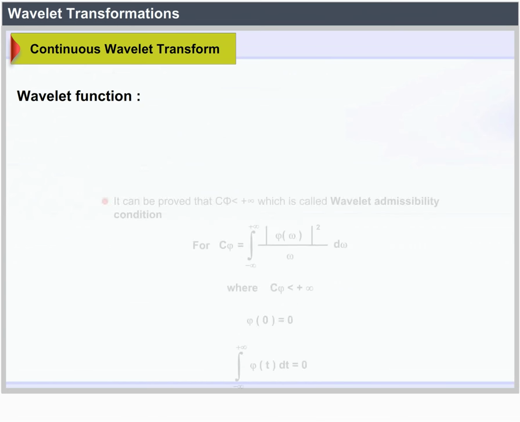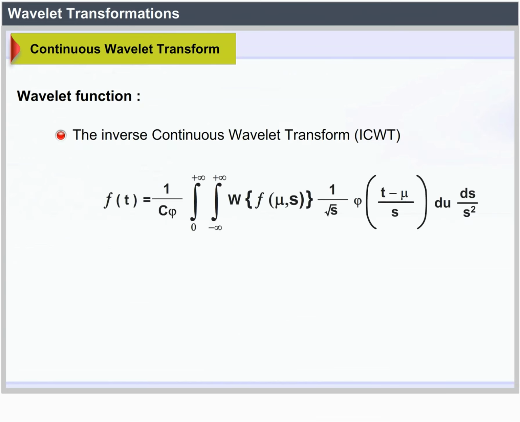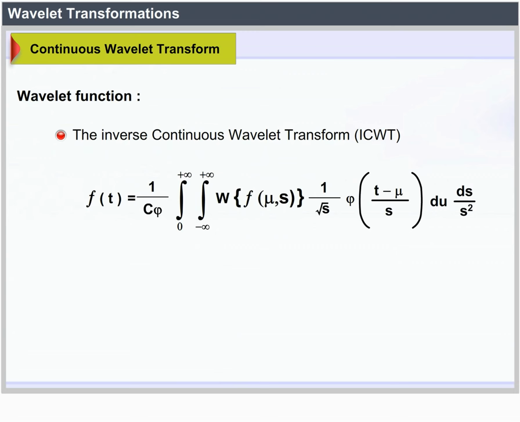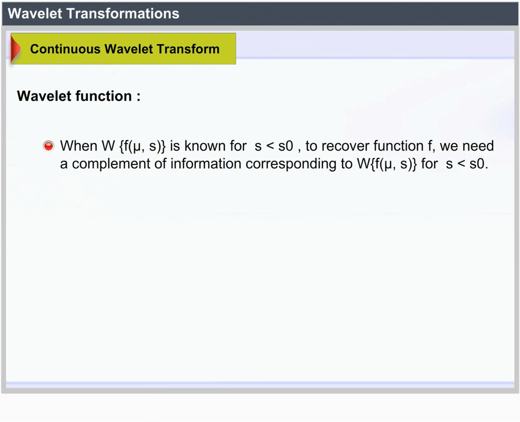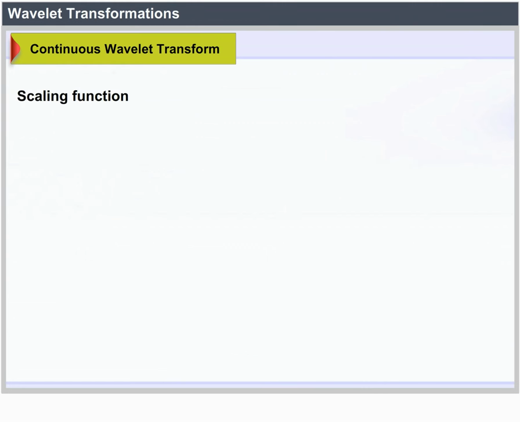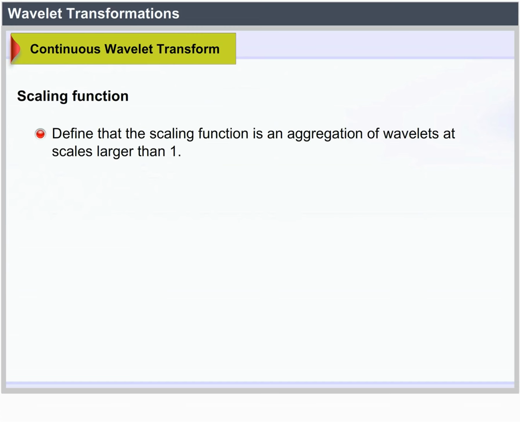The inverse continuous wavelet transform, ICWT, will be. Recall the continuous wavelet transform, which is when W_f(mu, S) is known for S smaller than S naught. To recover function f, we need a complement of information corresponding to W_f(mu, S) for S smaller than S naught. Scaling function: define the scaling function as an aggregation of wavelets at scales larger than 1. The corresponding expressions will be.